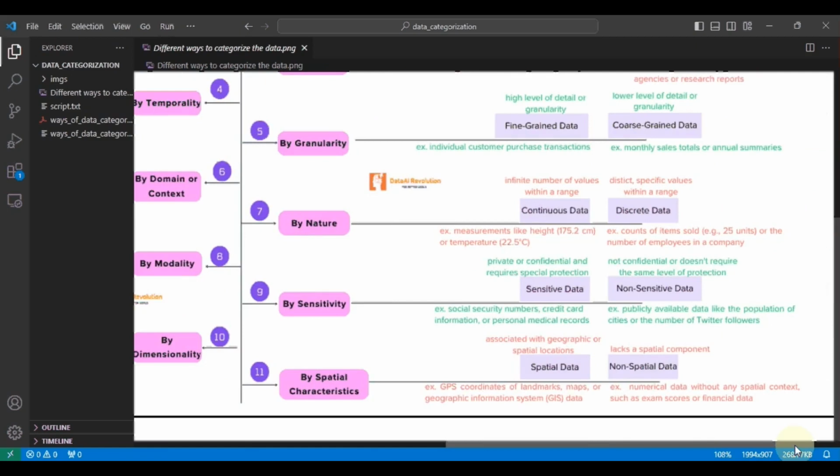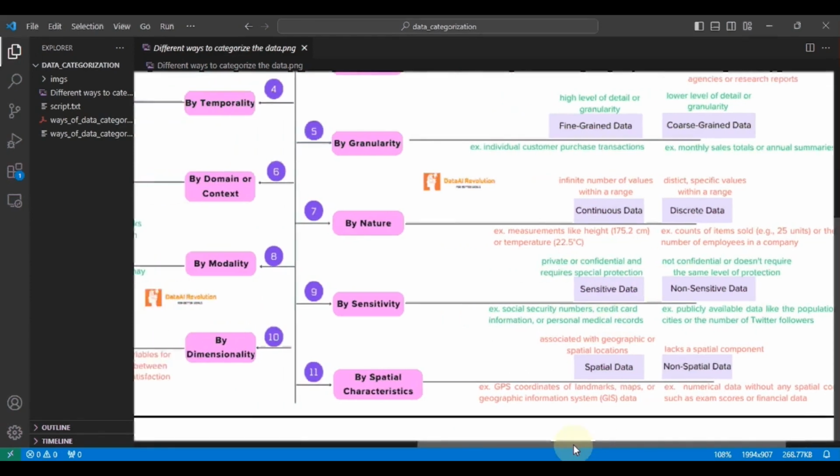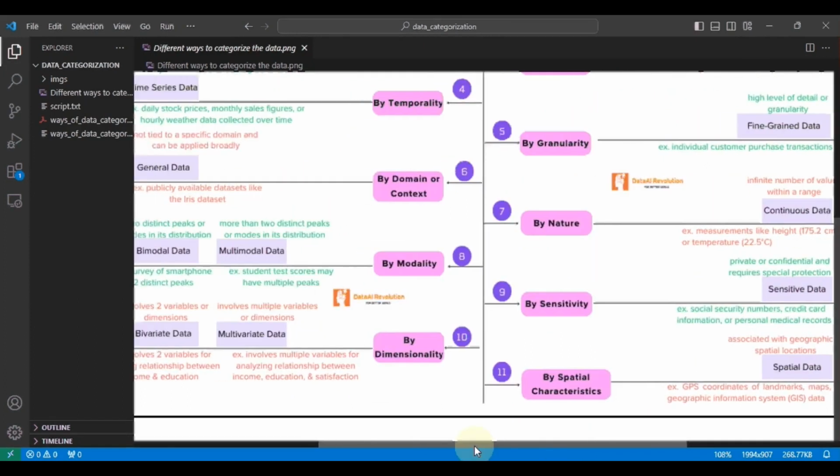We can also categorize data with respect to sensitivity. Sensitivity means confidential or private data, and non-sensitive data is data that does not need any protection, or that is not confidential. So publicly available datasets are non-sensitive datasets, and sensitive datasets include credit card information, personal medical records, or social security numbers. These come under sensitive data because from a confidentiality point of view, some special protection should be there.